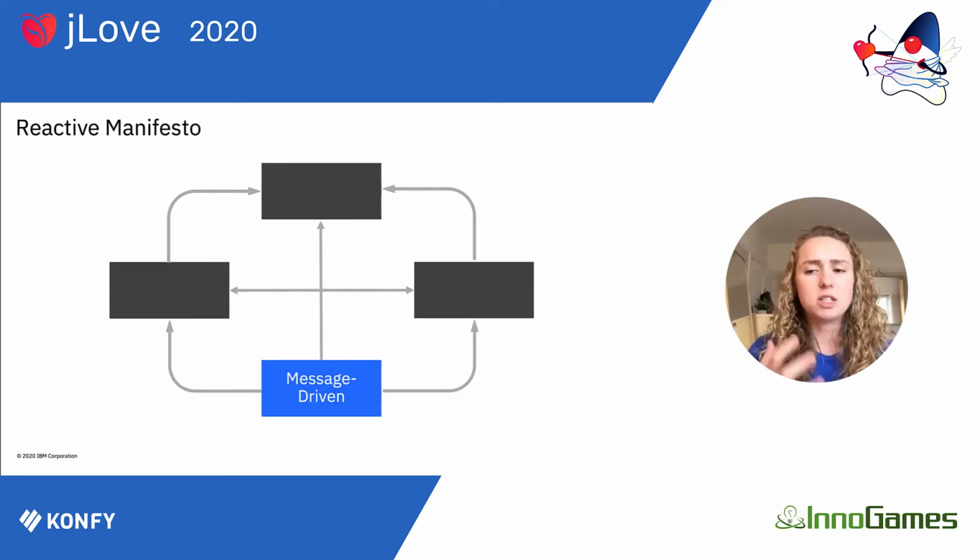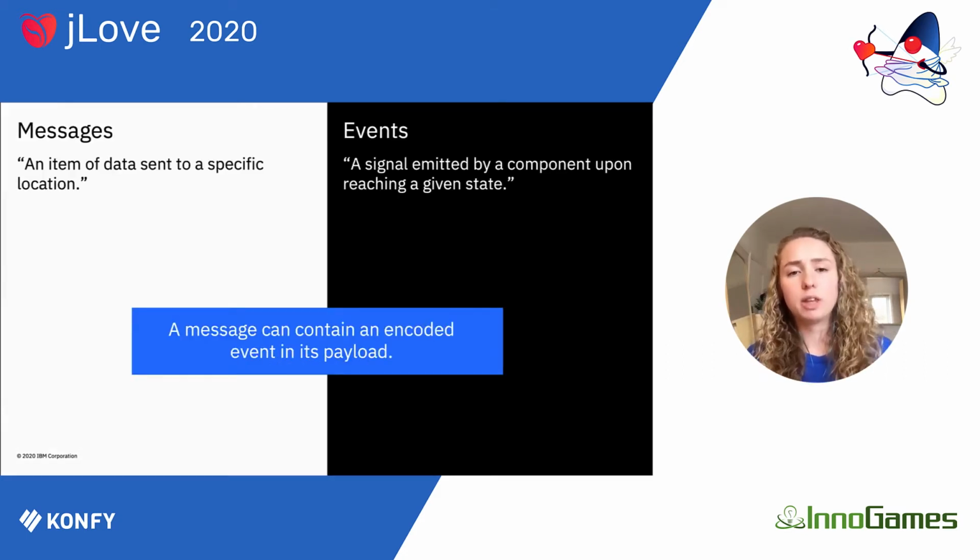But where does this fit in with Kafka? So with Kafka, you've got different definitions for the two here. So we've got messages. Messages we've defined as an item of data sent to a specific location, whereas an event is a signal emitted by a component upon reaching a given state. So it's really that difference between just emitting it and anyone being able to receive that, or sending that information to a specific location or service.